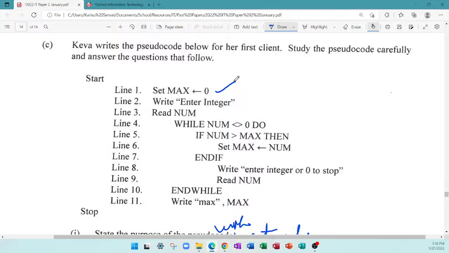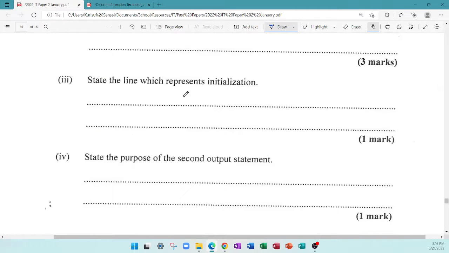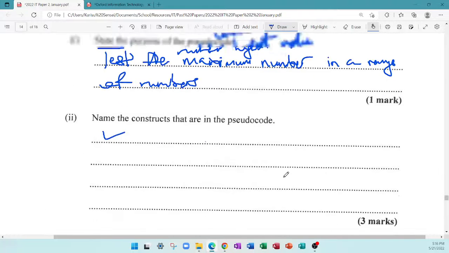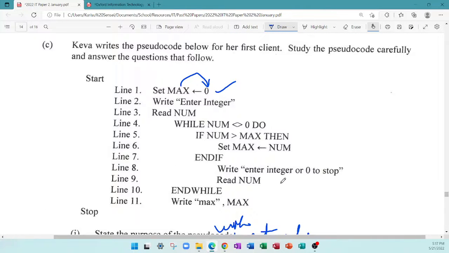Yeah, Laura just said it. I was saying that you set a value to the variable max, like Kia said. Right, that was it. So initialize is when you give a variable a value. So we're giving the variable max the value of 0. So that there is initialization, line number 1. Good. State the purpose of the second output statement. So which line has the second output statement?